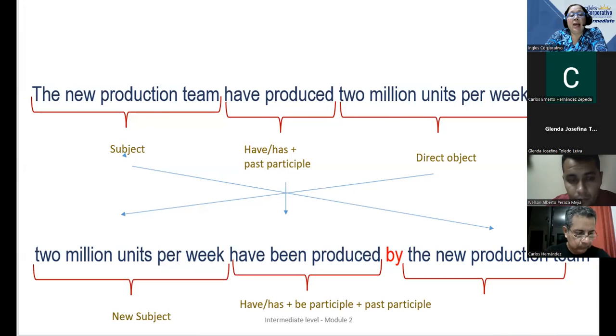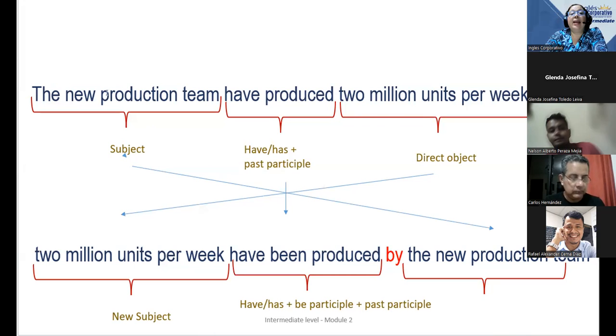Active voice. In the active voice, the doer is important. And we have the subject, which is the person who does or performs the action. It doesn't matter the tense, right? It doesn't matter the tense. In this case, we are using the present perfect. And then we have the direct object. The direct object is the one that receives the action of the verb, okay? The direct object receives the action of the verb. So the new production team have produced 2 million units per week.